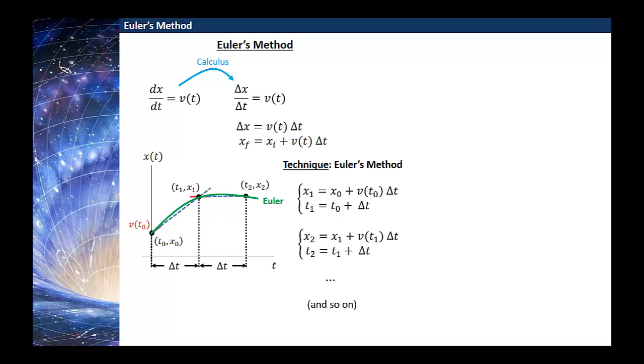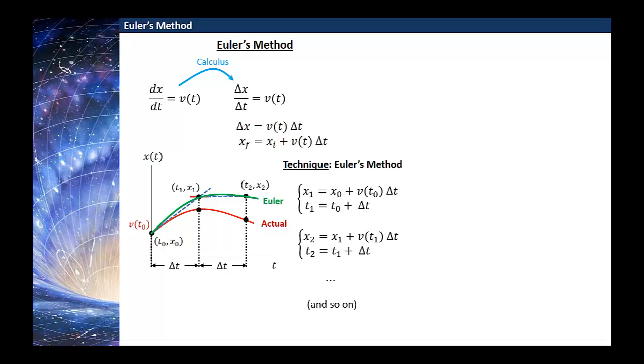Now, as with most things in calculus, if you make delta t smaller, you'll get a more accurate solution. And in particular, if you have delta t fairly large, you might expect your solution to be pretty far off. So for example here, I'm just showing an example of what this might look like.